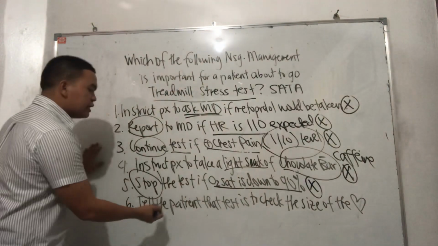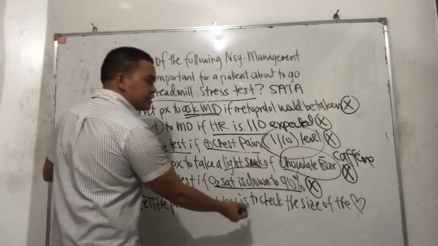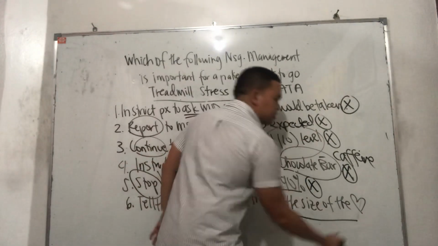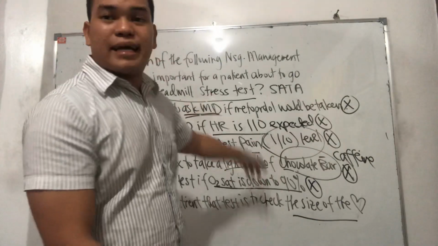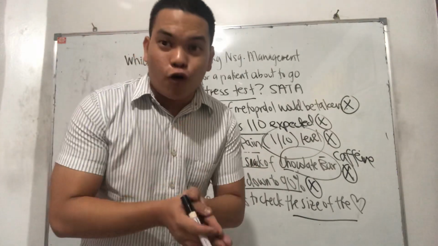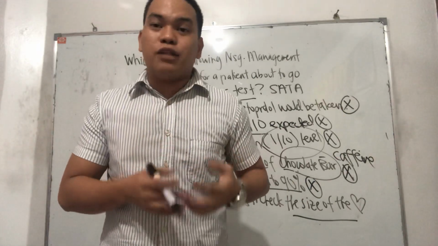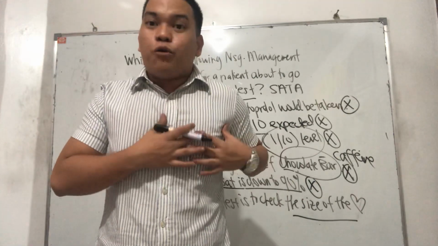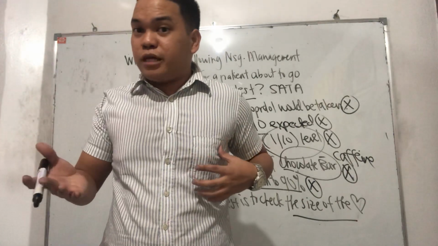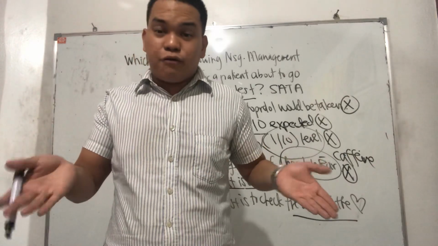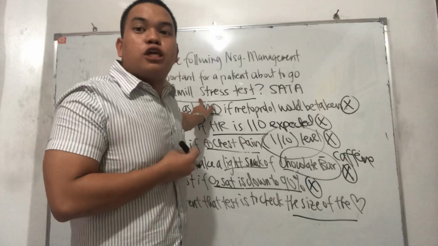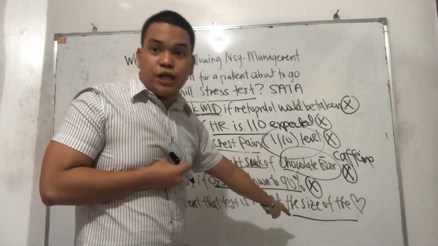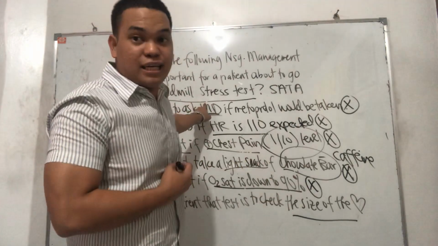Next, tell the patient that the test is to check the size of the heart. Remember, guys, what are we checking in the treadmill stress test? We're checking for the activity level and also the response of the heart with respect to the activity level of the patient during rest or during activity. Therefore, guys, we're checking for the capacity of the heart. We're not checking for the size of the heart.